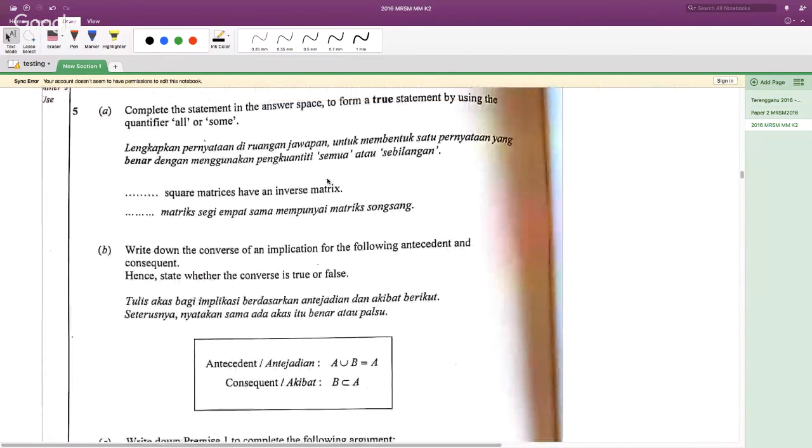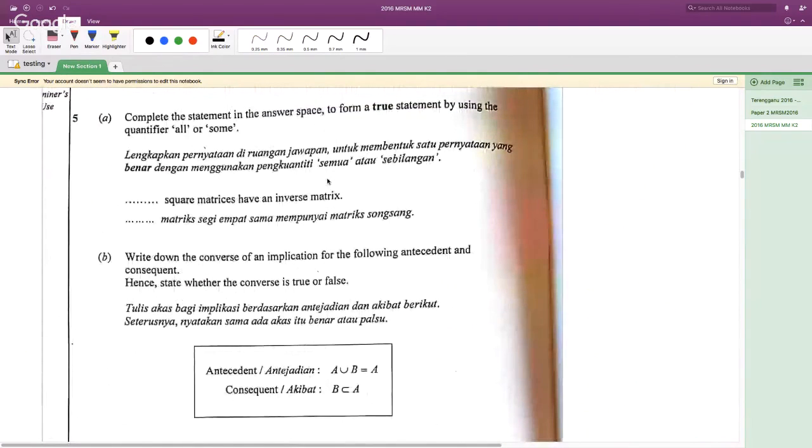Okay, number 5. 5A is very hard for me to actually prove to you, but of course I know the answer. Complete the statement in the answer space to form a true statement by using or sum. Okay, square matrix. What is the meaning of square matrix? Square matrix means the matrix going to square it. All right, it doesn't mean that.